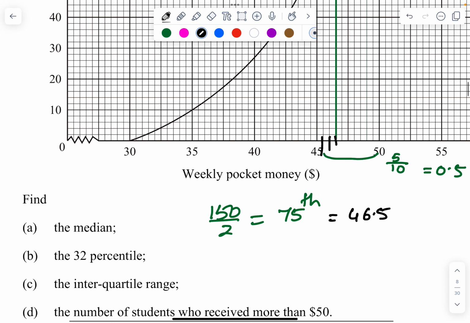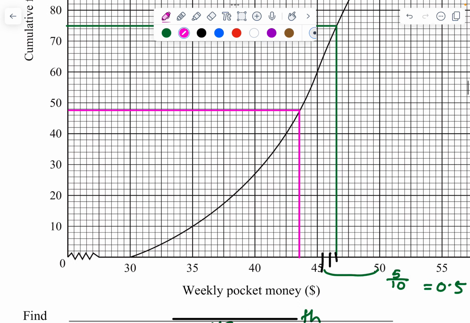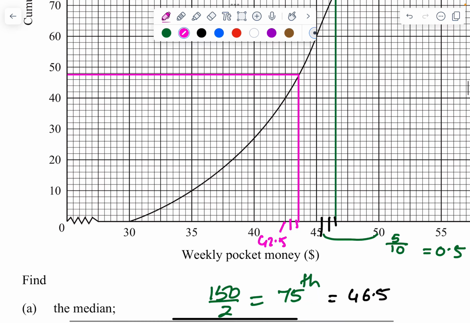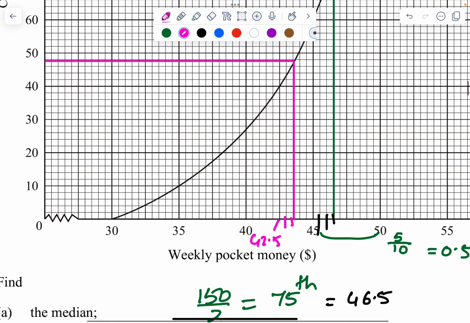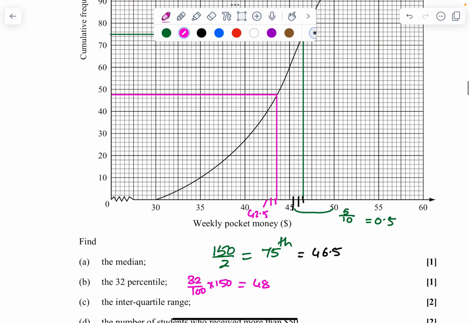Next, 32nd percentile. 32nd percentile means 32 upon 100 times 150. It's going to be 48. So from 48, each line is 2. So from 48, draw it down and drop it down. So this is going to be 42.5, 43, 43.5. We can say 43.5.